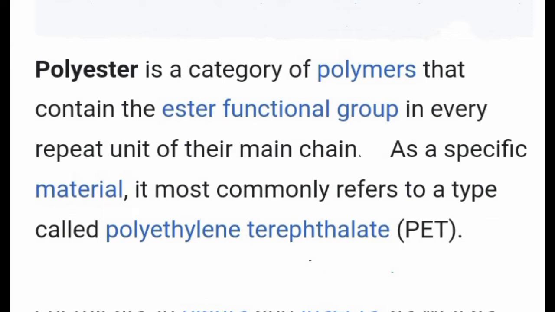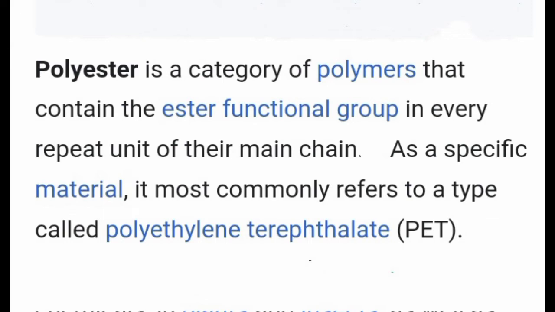The most useful polyester polymer is polyethylene terephthalate, and another best example is Glyptal. This polyethylene terephthalate is prepared by using two monomers, terephthalic acid and ethylene glycol, and Glyptal is prepared by using phthalic anhydride and a trihydric alcohol, that is glycerol.